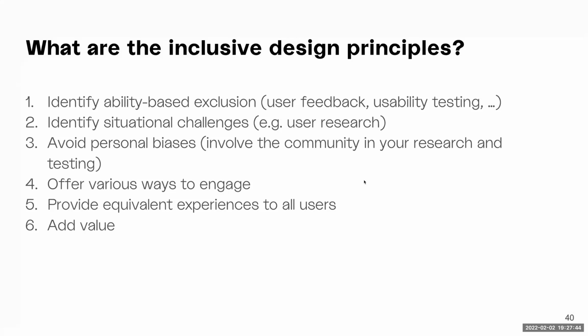For the second one, it says identify situational challenges. Here, we have to think of where the user is and what the user is doing, putting ourselves in their shoes. How do they interact with the product? What's their experience? How accessible is it? Are they able to access everything? Are they able to use everything? And with that, we generally use user research to identify these.